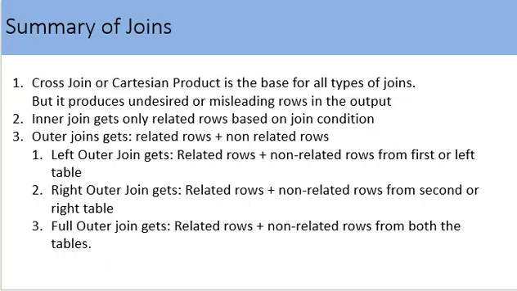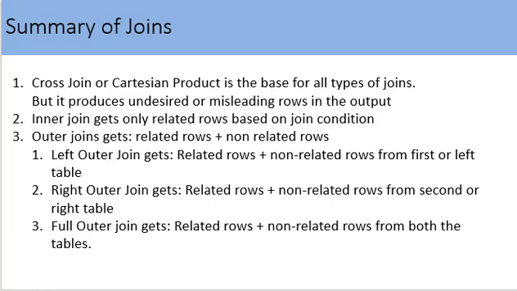Let us summarize the joins. Joins are based on Cartesian product or cross join. Cross join produces some undesired or misleading rows in the output. It is also a costly operation. To produce desired output, we often need to use joins which query data based on a join condition. Inner join produces only related rows in the output based on join condition. Outer joins allow us to get unrelated records in addition to related records. There are three types of outer joins.